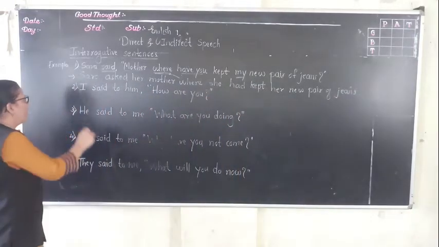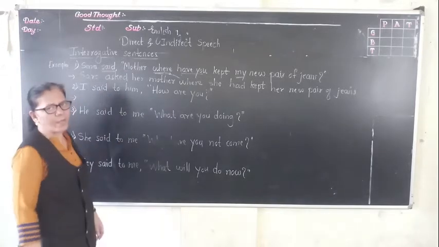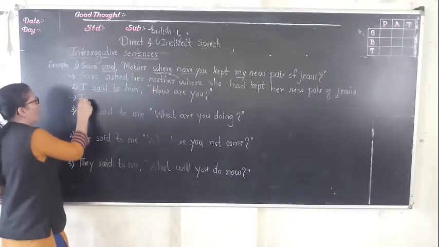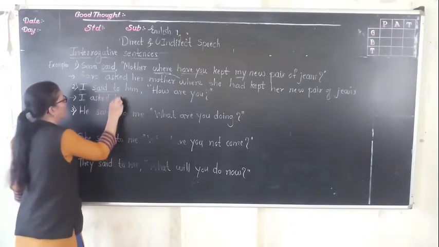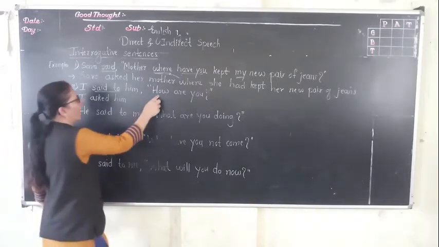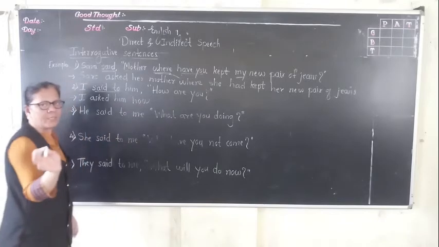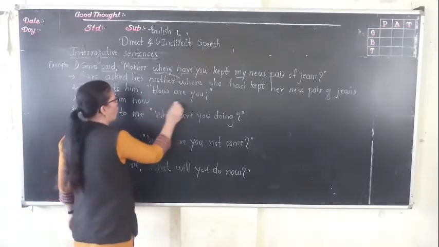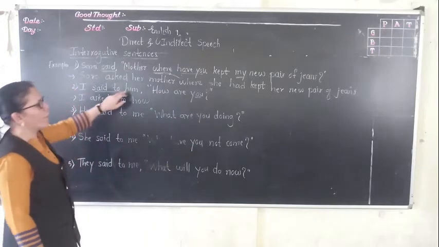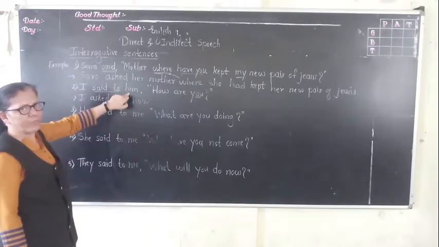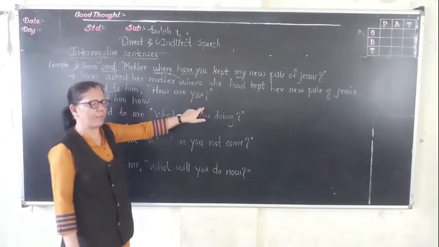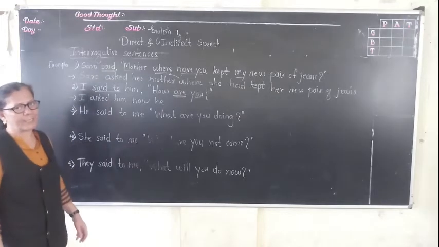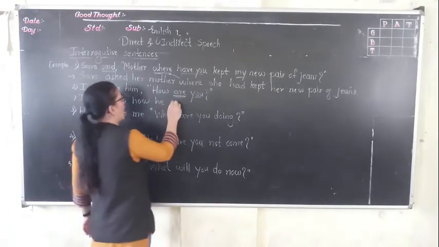Okay, next example. I said to him, how are you? Now "said to" will change to "asked" as it is a question. So I asked him, WH word, how. You don't have to use any conjunction here as it is an interrogative sentence. Interrogative words. I asked him how. You, second person, changes according to the object of the reporting verb. Object is him. So it means he. How he. Now "are" is present tense. It will change to past tense. How he was.